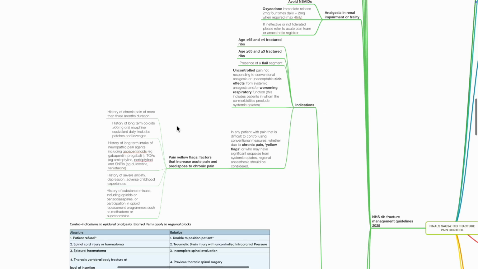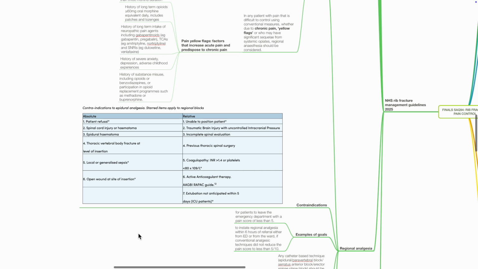Pain yellow flags refers to factors that increase acute pain and predispose to chronic pain. This includes history of chronic pain of more than 3 months duration; history of long-term opioids, 60 mg oral morphine or more equivalent daily, including patches and lozenges; history of long-term intake of neuropathic pain agents, such as gabapentinoids, tricyclic antidepressants such as amitriptyline, and SNRI such as duloxetine; history of severe anxiety, depression, or adverse childhood experiences; history of substance abuse, including opioids or benzos, or participation in opioid replacement programs such as methadone or buprenorphine.